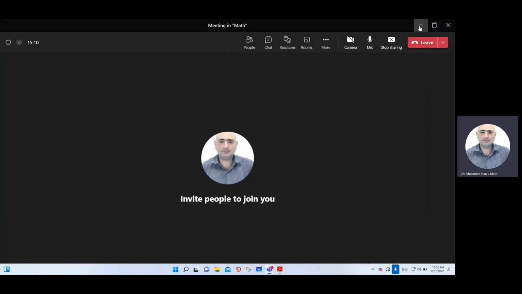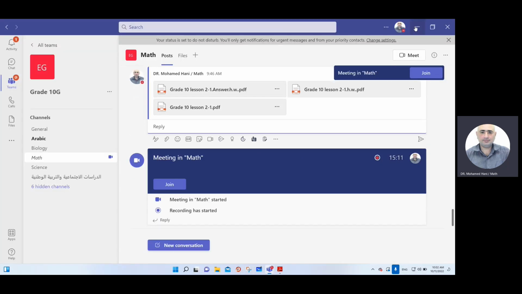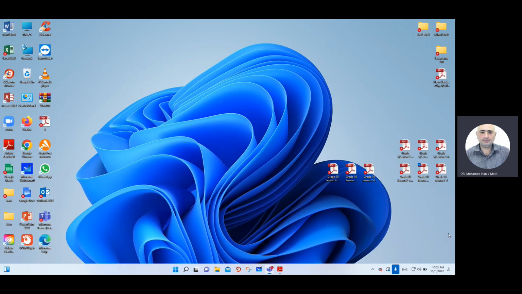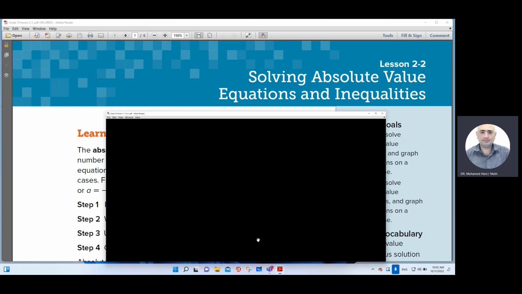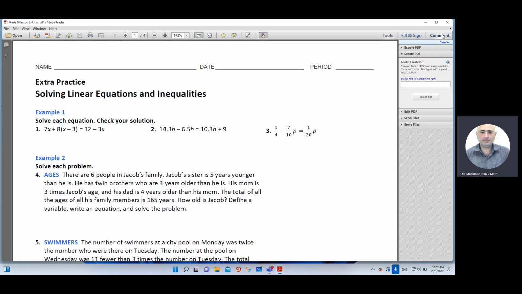Math grade 10 Algebra 2. We are in module 2 lesson 2, solving absolute value equations and inequalities. Before we start this lesson, I want to revise some questions here.